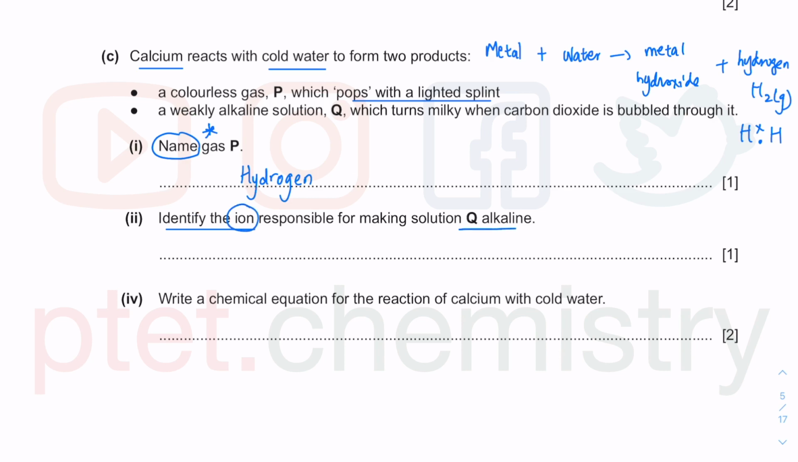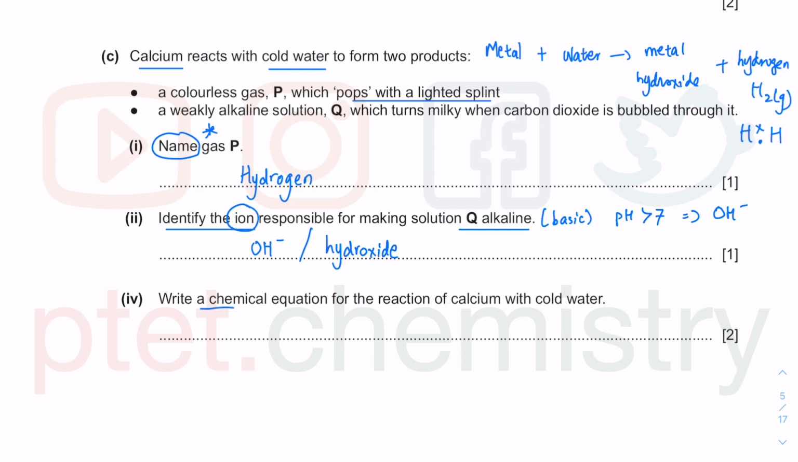And this is for making it alkaline or basic. And we talked about it, pH greater than 7 is due to the hydroxide ion. So you can write down OH minus, or you can write down hydroxide because they never specify name the ion or give the formula of the ion. Hydroxide, OH minus, you cannot give calcium hydroxide formula because they want the ion.